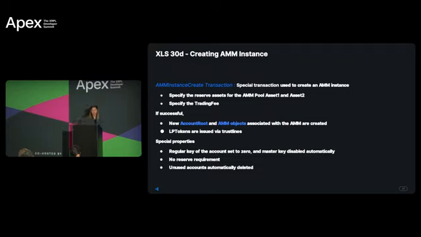And third, unused accounts are automatically deleted. And when is an account unused? An account root object is unused if there are no accounts that have trust lines with the specific account.